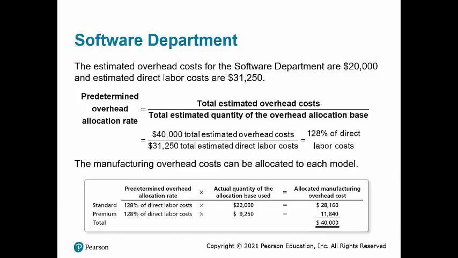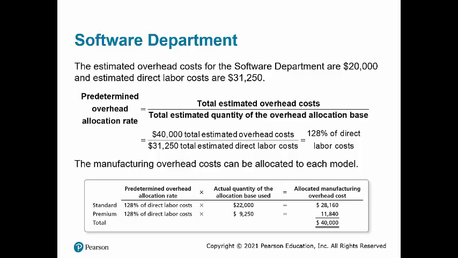Now we're going to do the same thing for the software department. So if we estimate that the total overhead cost for the software department is $40,000 and the estimated direct labor cost for the department is $31,250, then we divide $40,000 by $31,250 and we get a predetermined overhead allocation rate for the software department of 128% of direct labor cost.